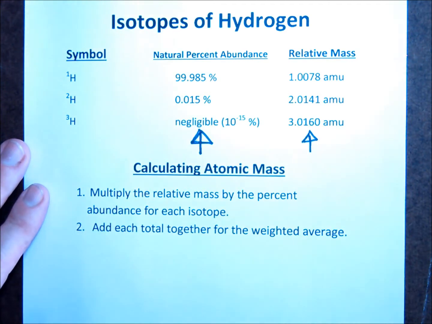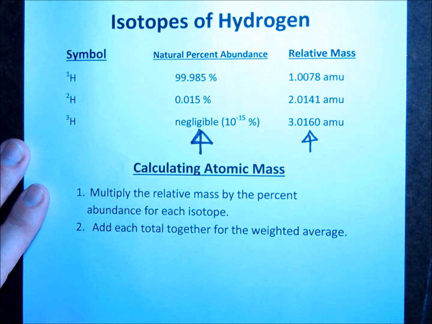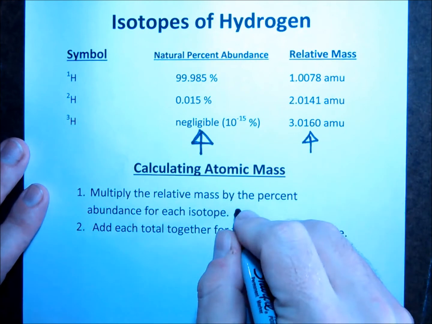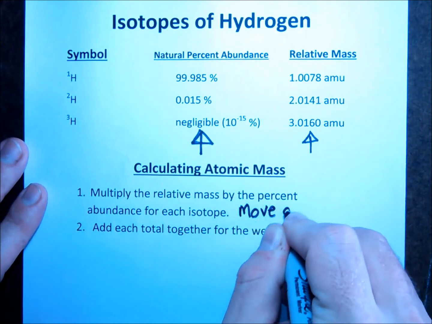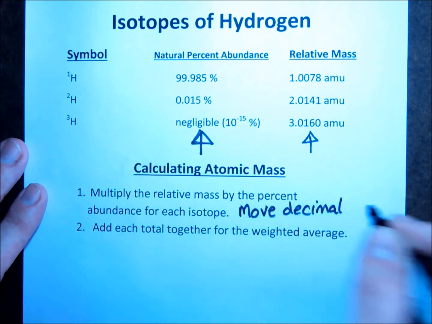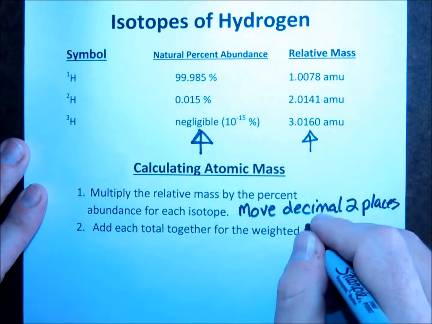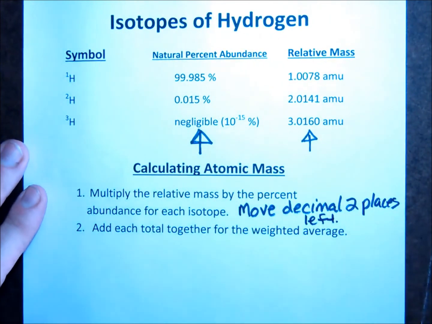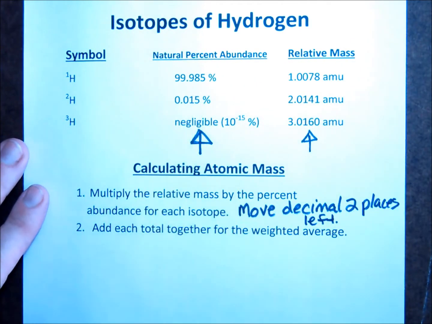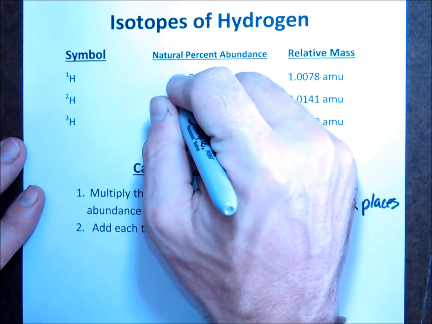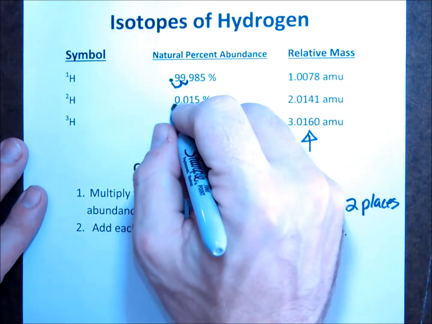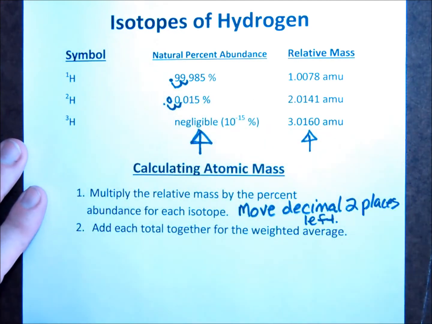And once you have that, it's just two easy steps. Step one is you multiply the relative mass by the percent abundance for each isotope. I'm going to add one thing here because the number one mistake will be this: I want you to make sure to move the decimal 2 places to the left. To get this percent, we had to move it from a decimal and times it by 100, which moves it 2 places to the right. So for each one of these, we're going to move the decimal 2 places to the left, and that's what we're going to multiply our number by.